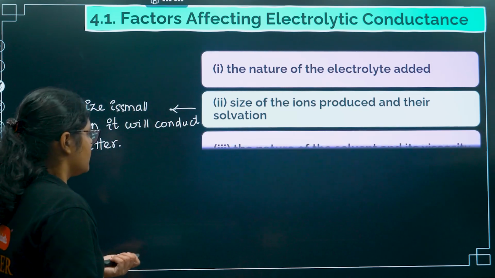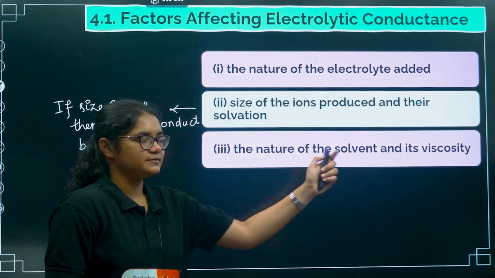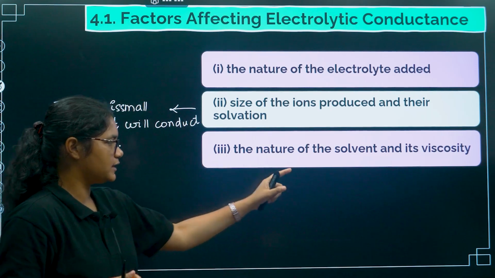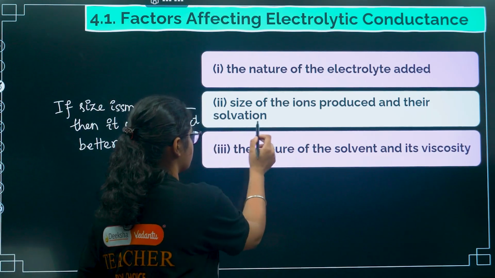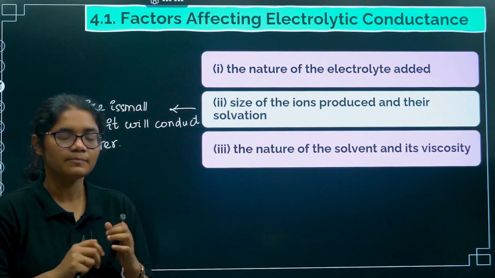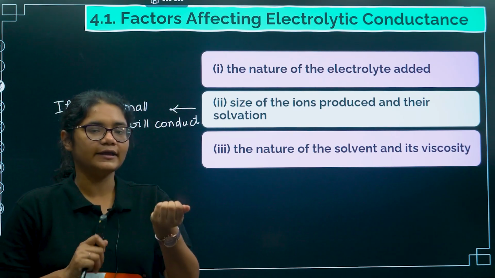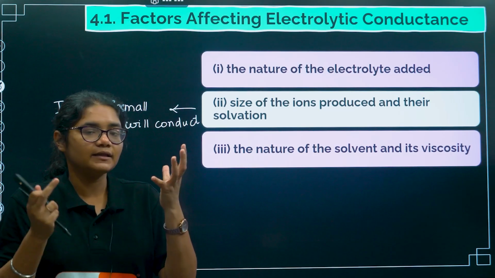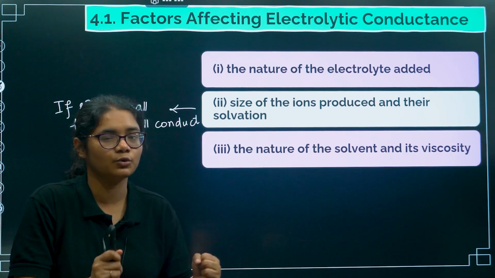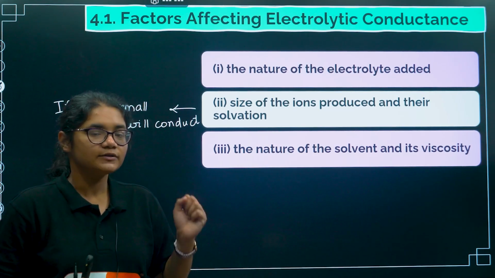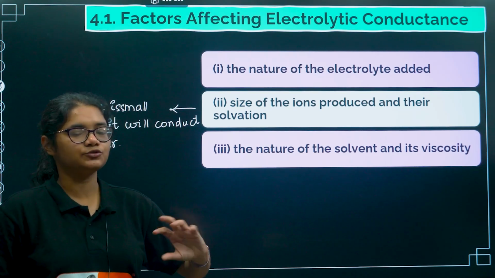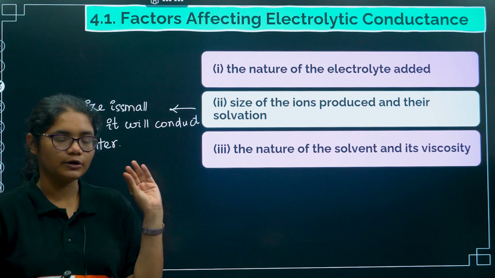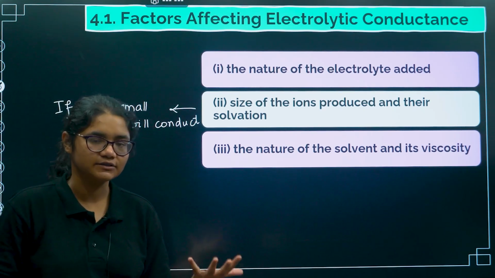Next, the nature of the solvent and its viscosity. These electrolytes must be dissolved in something, so the solvent you are taking matters. Another factor is solvation, which you should remember. Solvation means the ion is covered by water molecules. If solvation is more, then the ion becomes heavy and moves slowly. It cannot conduct fast. So solvation should be less and size should be small. Solvation plays a very important role in the conduction of electricity.